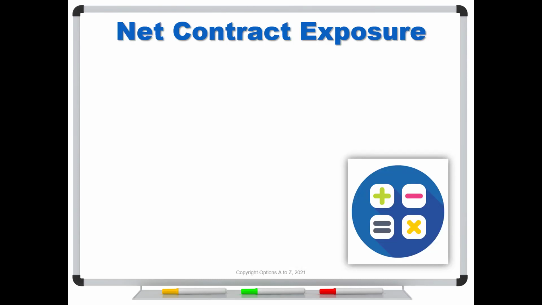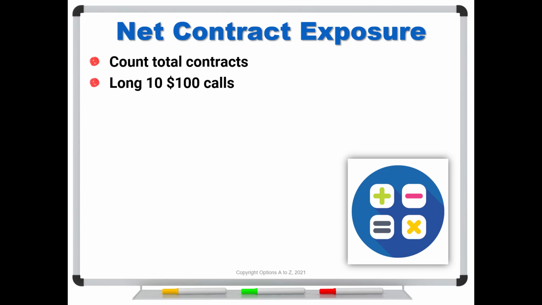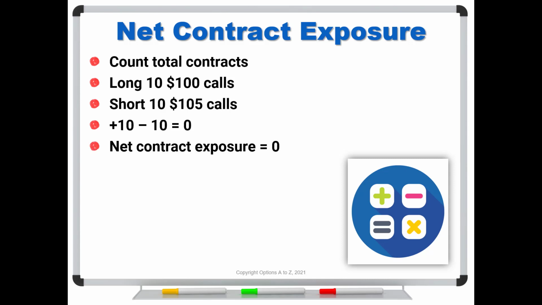So here's how it works. You're just going to simply count the total contracts. Let's say that you're long 10 $100 calls and you are short 10 105 calls. Many of you might recognize this as a vertical spread, but one way you could figure out the risk is to say, well, in the first position, I'm long 10 calls. In the second, I am short 10. If we combine them, I've got 0. So that tells me I've got a net contract exposure of 0 if the stock goes up above 105. I'm going to be long 10 contracts and short 10, so there's no risk to the upside.